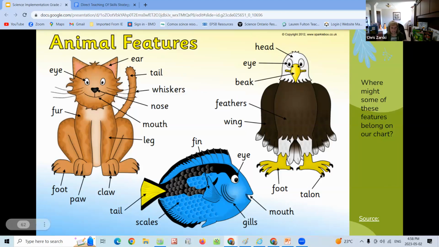So here I have what it is for a bird, for a cat, for a fish. Looks very different. The source is down here, and it's called Sparklebox. I'll show you the link in a minute. Sparklebox has endless amounts of science, also math, but endless amounts of science resources that you can use, such as things like this, that the kids can borrow.